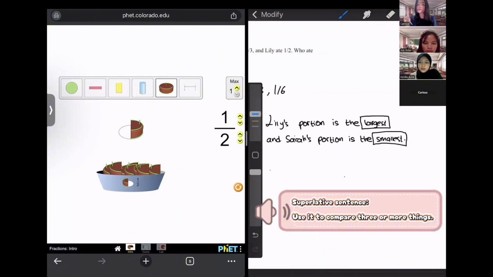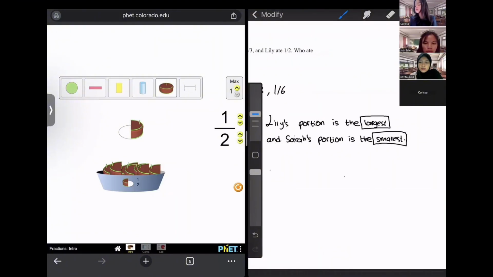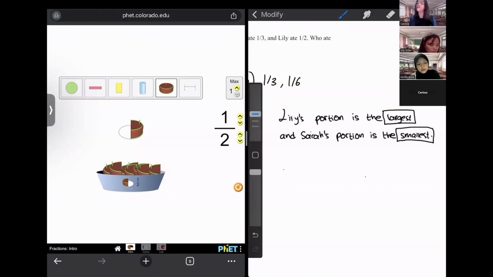So we can use the words the largest or the smallest. So this is the sample sentence for a superlative sentence. Lily's portion is the largest and Sarah's portion is the smallest.